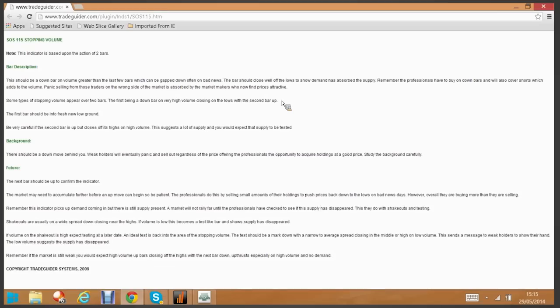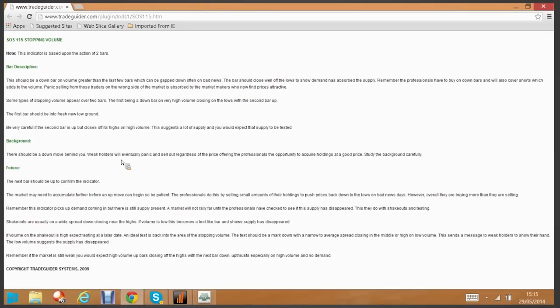What do I mean by up? Very simple. A down bar, as determined by VSA, is a price bar that has closed lower than the close of the previous bar. An up bar, by its definition, is a price bar that's closed higher than the close of the previous bar. Hence we have an up bar and a down bar. But this is the terminology you will learn as you become a customer of TradeGuider.